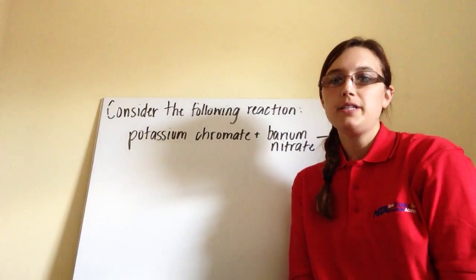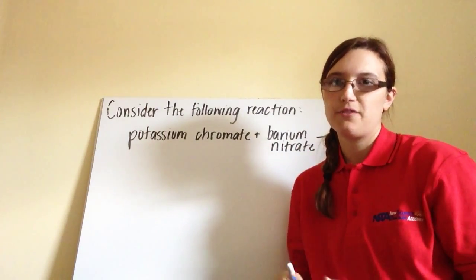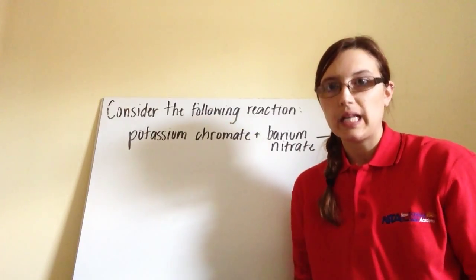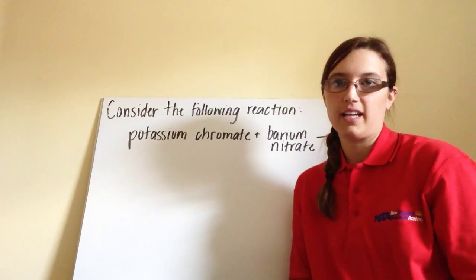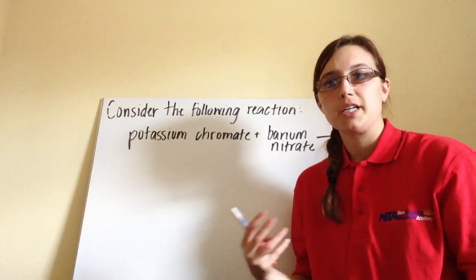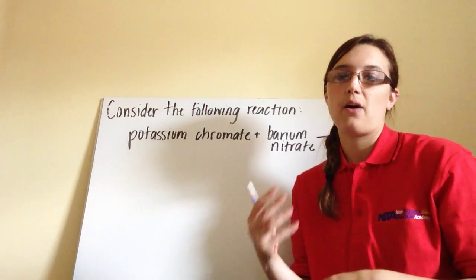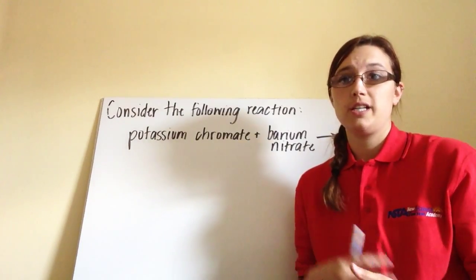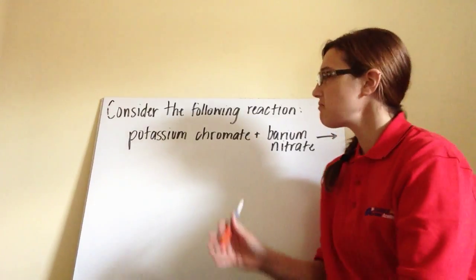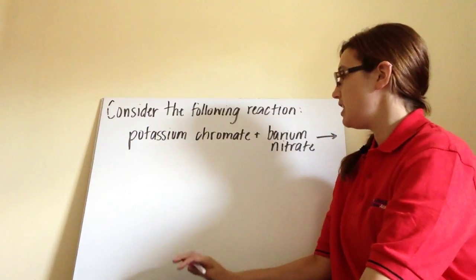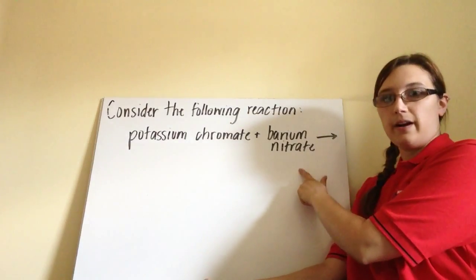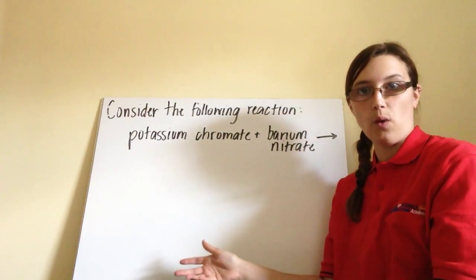Hi everyone, today we're going to continue our discussion on the different types of equations like molecular, complete ionic, and net ionic equations. What we're going to do is go through an example and look at how we write each of those equations and how we break everything down. So consider the following reaction: potassium chromate plus barium nitrate yields what?